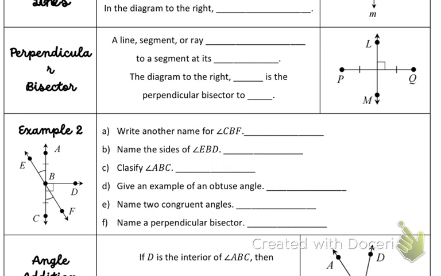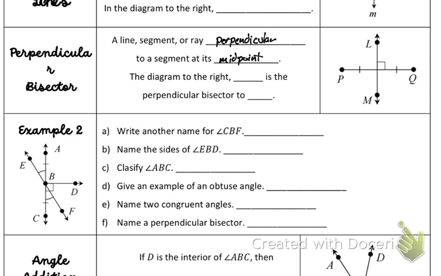So, a line, segment, or ray perpendicular to the segment at its midpoint. Perpendicular at its midpoint. I don't like to memorize those definitions, so I just think 90 degrees cut in half. Man, that's much easier to remember. As long as I know what perpendicular means, and I know what bisector means, perpendicular bisector means cut in half at 90 degree angle. So the diagram to the right is going to show this line cutting the other one in half.